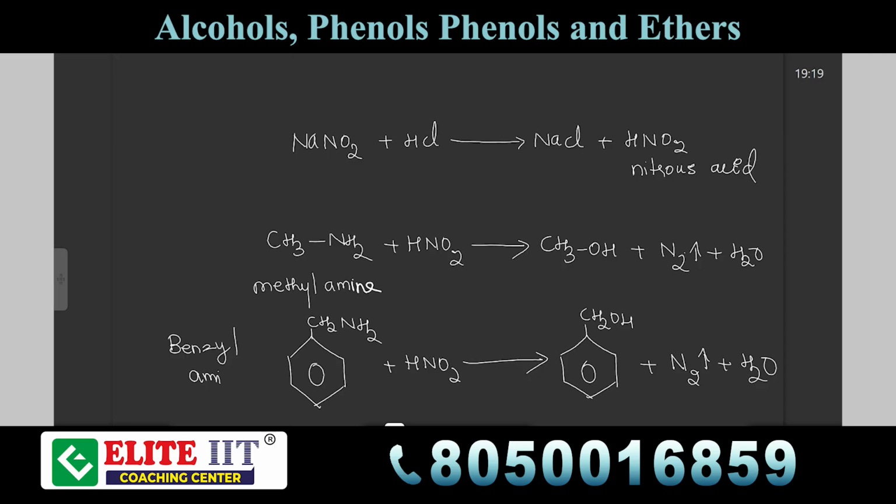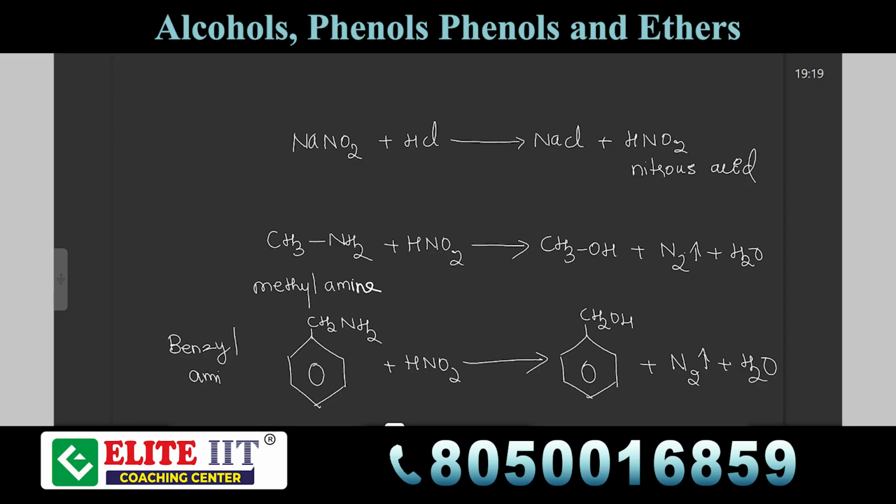It follows Markovnikov's rule, so we get CH3CH(OH)CH3. In the first case, we get 2-propanol because it follows Markovnikov's rule, whereas with hydroboration, we get 1-propanol. The second case is a hydroboration reaction, which gives 1-propanol.